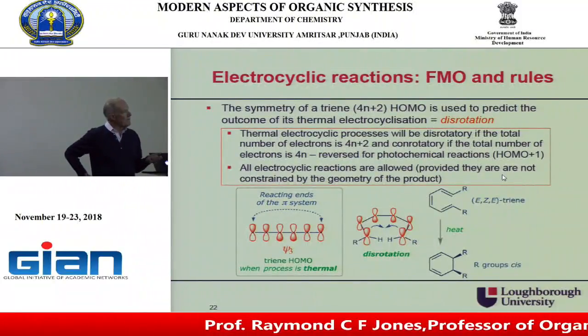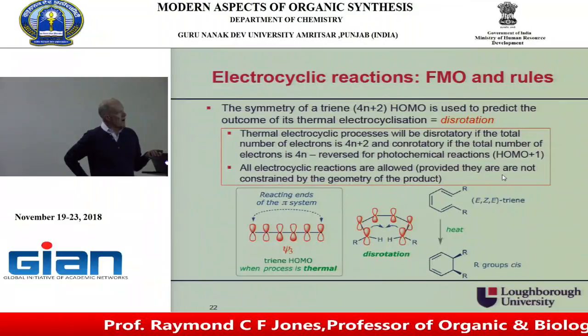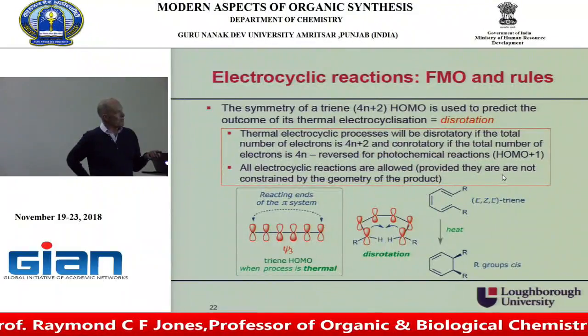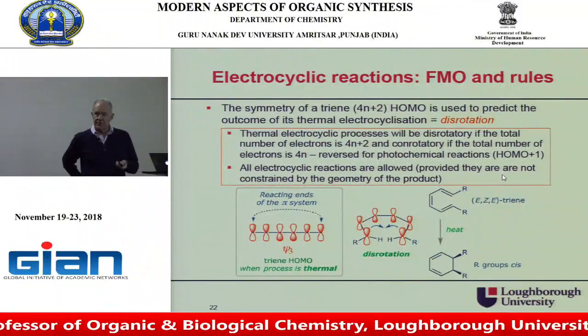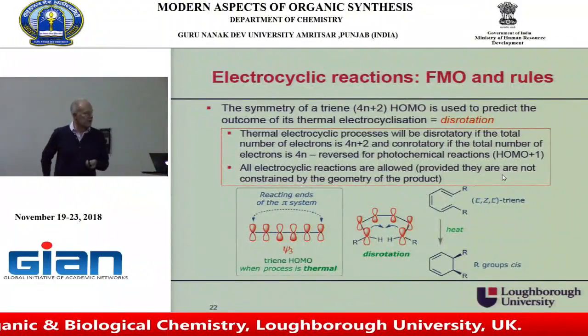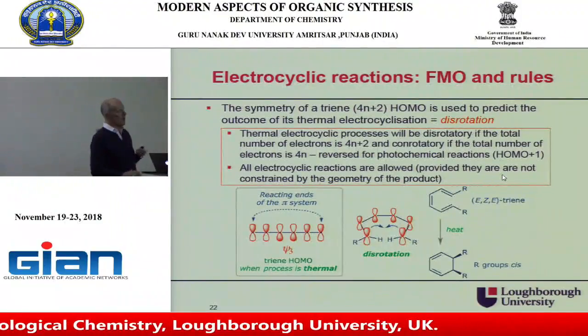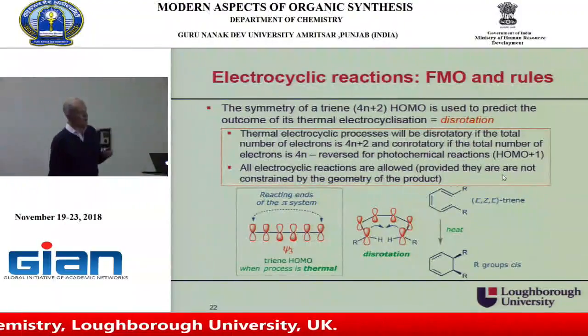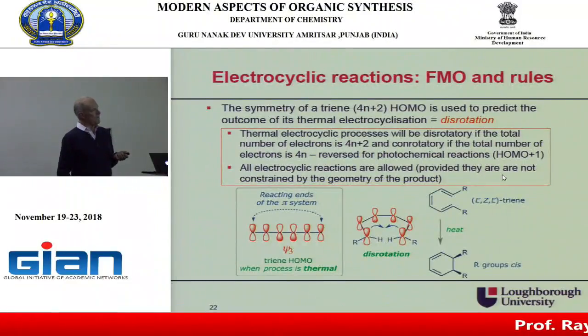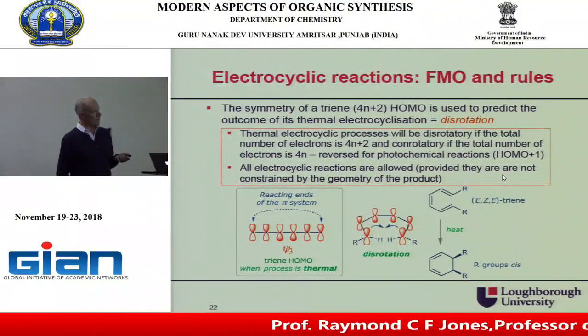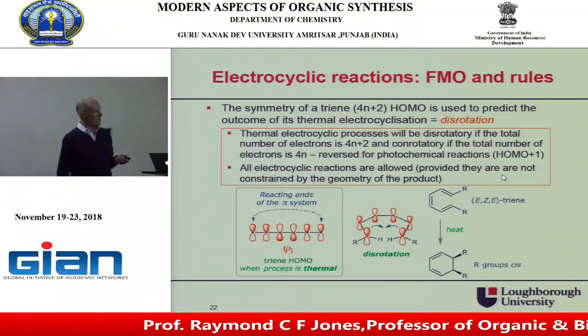So what we do is we look at the highest energy electrons involved and say that what happens to them will have the biggest influence. And so that means looking at the HOMO of, in this case, a triene system, to use the examples on the previous page. That's a 4n plus 2, 4q plus 2, whatever you want to call it, system. Thermal electrocyclization, in this case, it gives a disrotation. I'll show you what that means a little bit lower down.